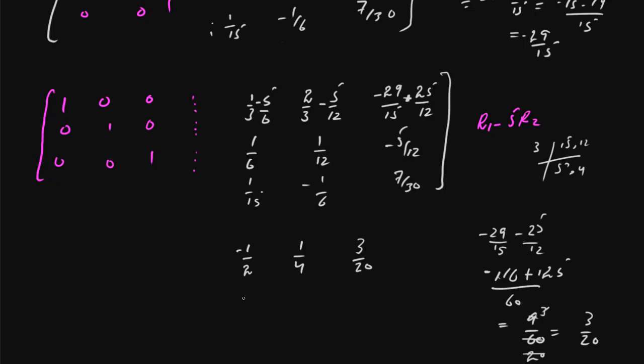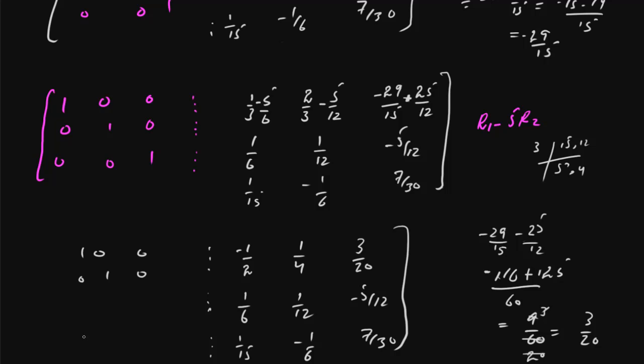Now next we have 1 over 6, 1 over 12 minus 5 over 12, minus 1 over 15 minus 1 over 6, 7 over 30, and that is the inverse of the matrix, which will be 1 0 0 0 1 0 and 0. Okay, let me just arrange that with the same row. 1 0 0 and 0 1 0, and we have 0 0 1, and that is the answer of the question.